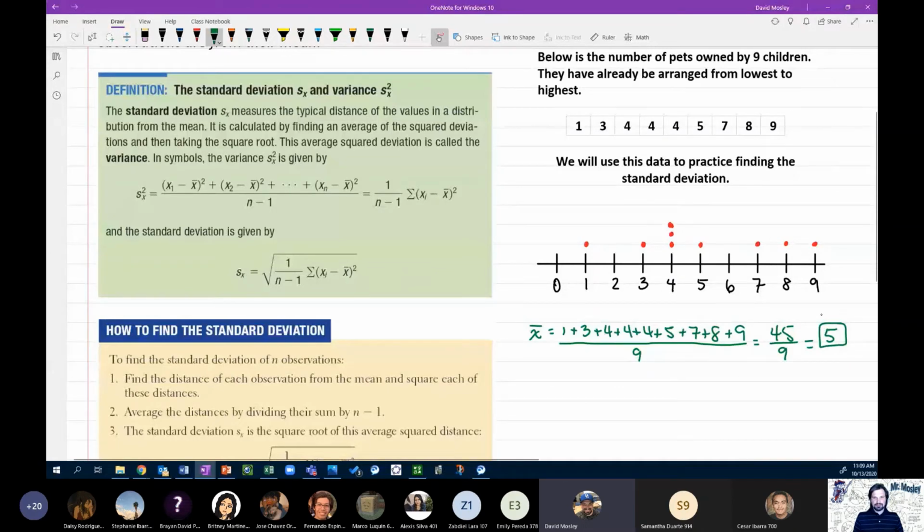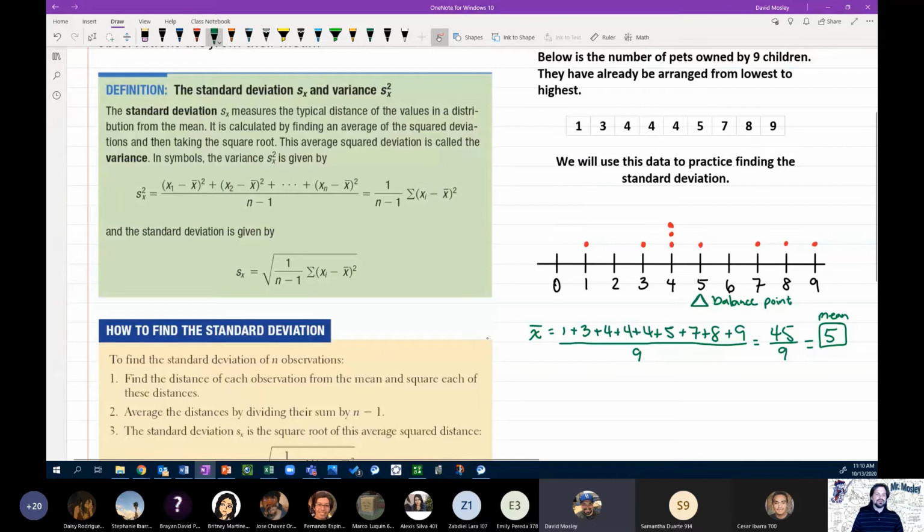So this is the mean. That means on average, these kids in our sample have 5 pets. And it also means that we could say right here is the balance point, right at 5. All right, so we have our mean. Now, we need to find the distance of each observation from the mean and square each of these distances.